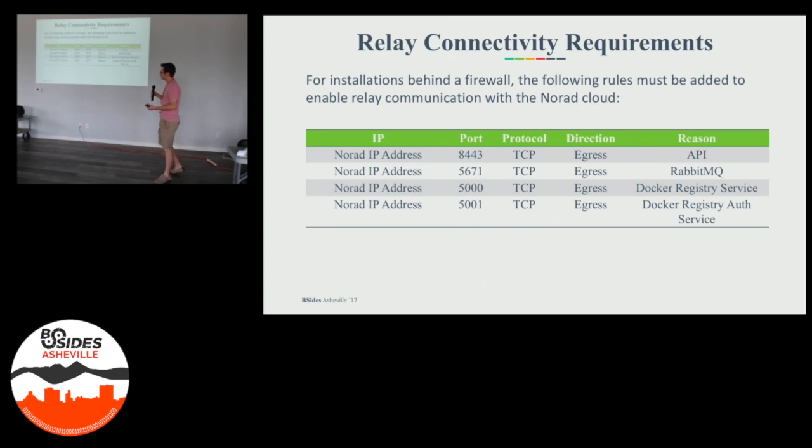There are a few requirements, but we tried to make them as simple as possible as far as getting your relay into your network and connecting back up to us. All of these, as you can see, are egress. So you don't have to open up your firewall to let things in, but you do have to allow outbound access on these ports. We have a Norad IP, but you wouldn't be able to use it because it's only available for Cisco, but that represents wherever your Norad instance would be running. And then also, we explained the reasons why we need those ports open.